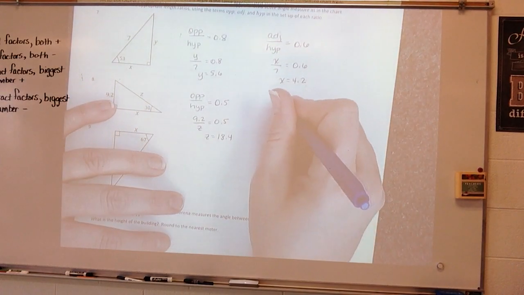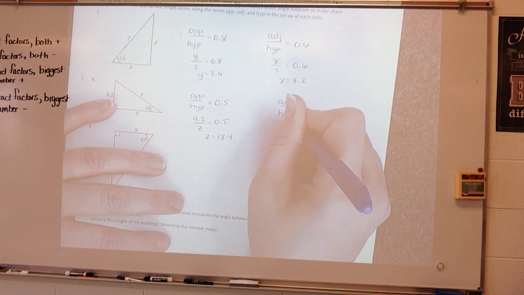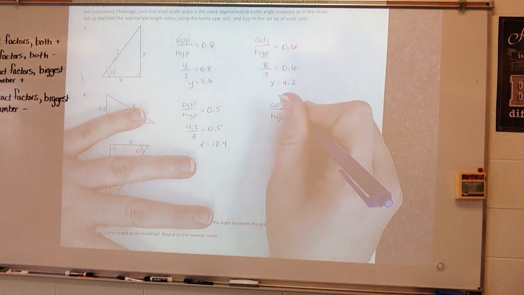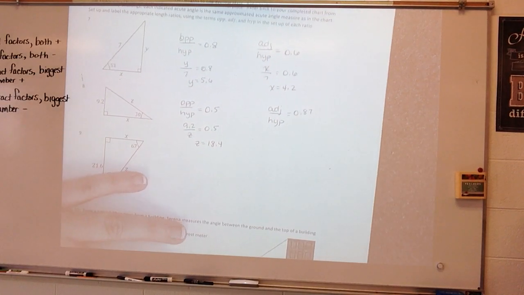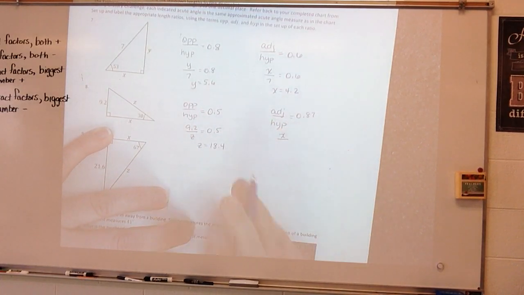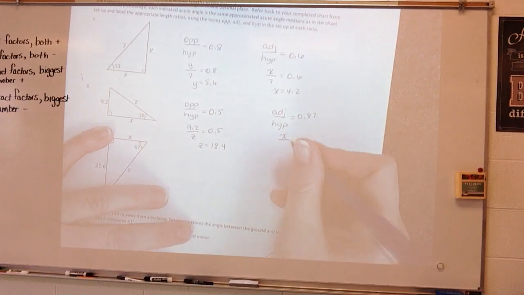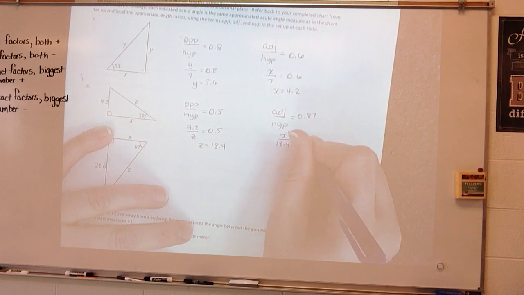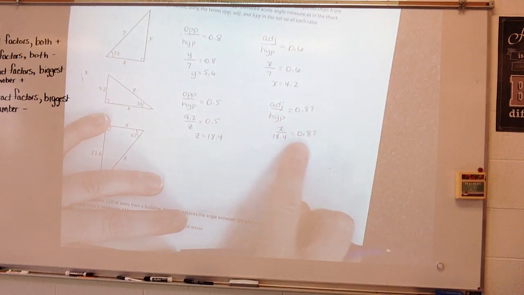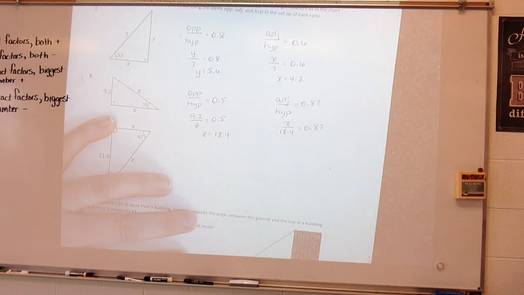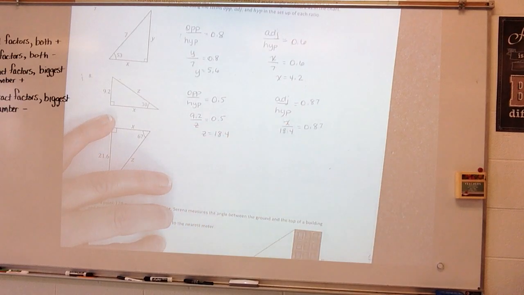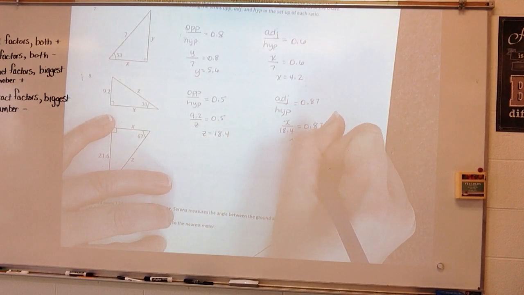Alright, now I've got my adjacent over hypotenuse. Going back to that 30-degree angle, that is equal to 0.87. Let's set that up. My adjacent is x, over hypotenuse, which we now know is 18.4, is equal to 0.87. Cross multiply, so x times 1 is x. I would multiply 18 4/10 times 87/100, and that gives me that x is equal to 16.